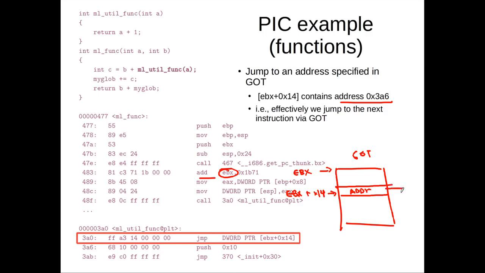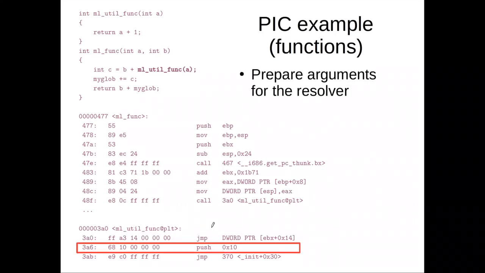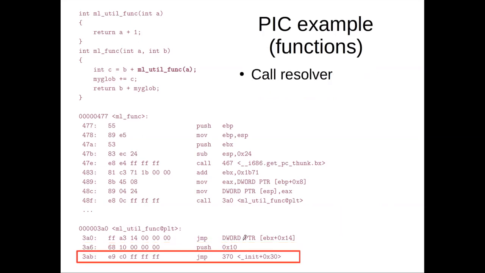Which address is here? In practice, this address is actually 3A6. So it's exactly the address like in the previous figure. We're returning back here. That's how the linker configured this address, right? Now we essentially have to push some arguments for the resolver. In this case, I guess it's a push that we are resolving entry number 16, or 0x10, and jump to the first entry. It's a relative jump. Jump to the resolver, right? Jump somewhere here to the resolver, right?